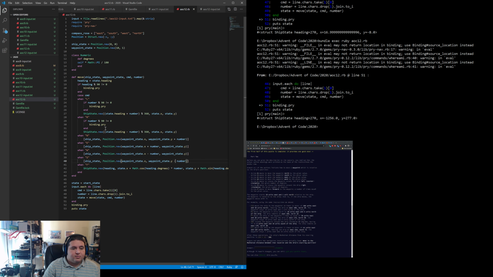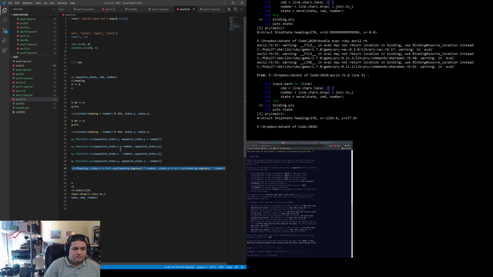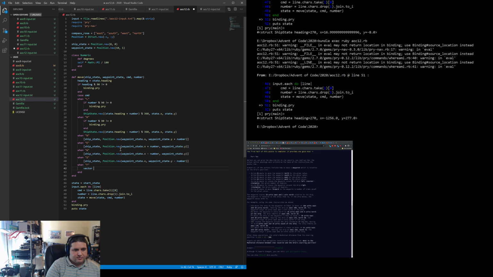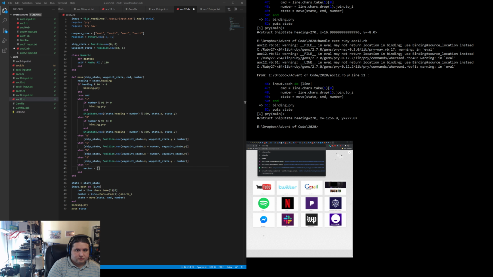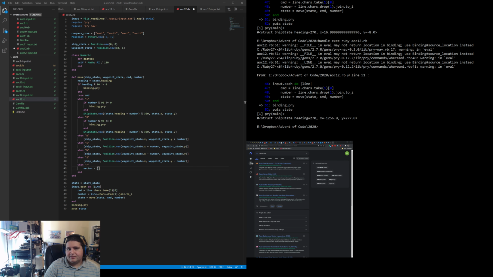We're going to leave L and R for a second. When we're going F, what we're actually doing is taking the vector from state to... so the vector is going to be an array. Is there a vector class in Ruby already? And positions and stuff like this?